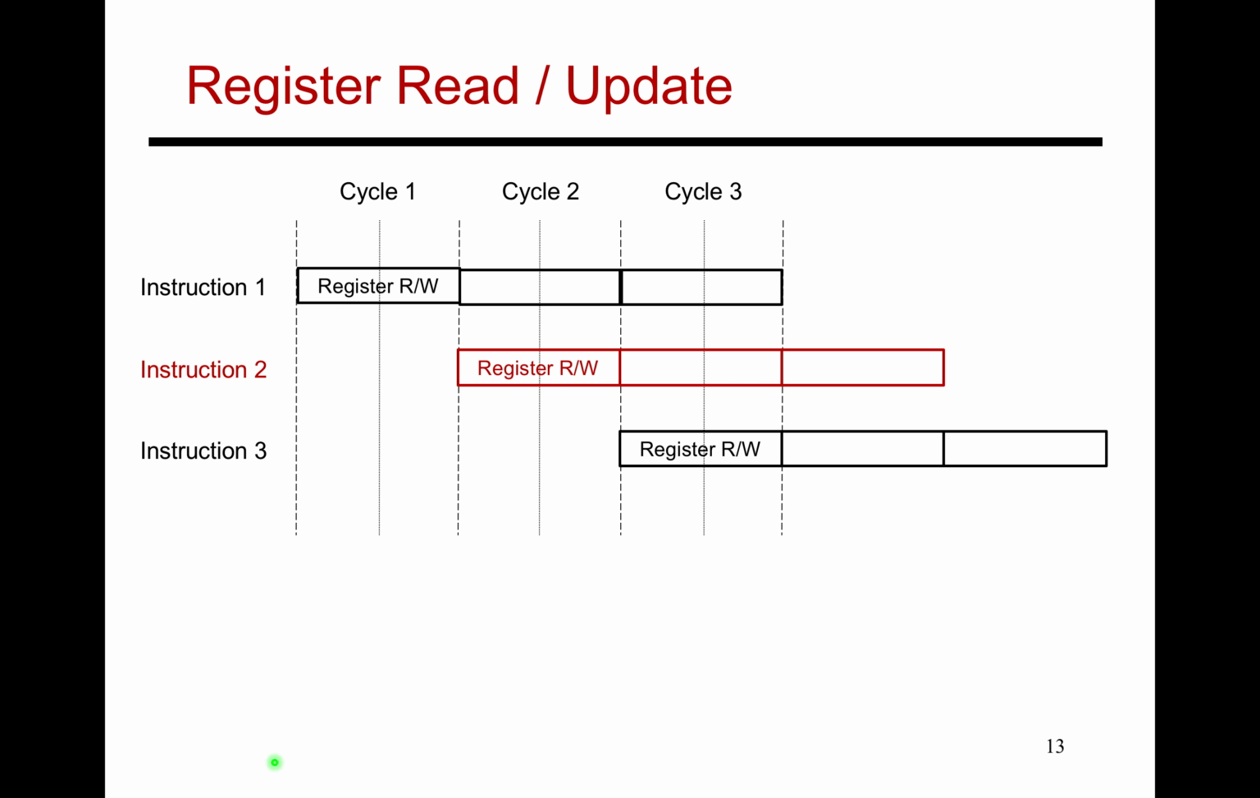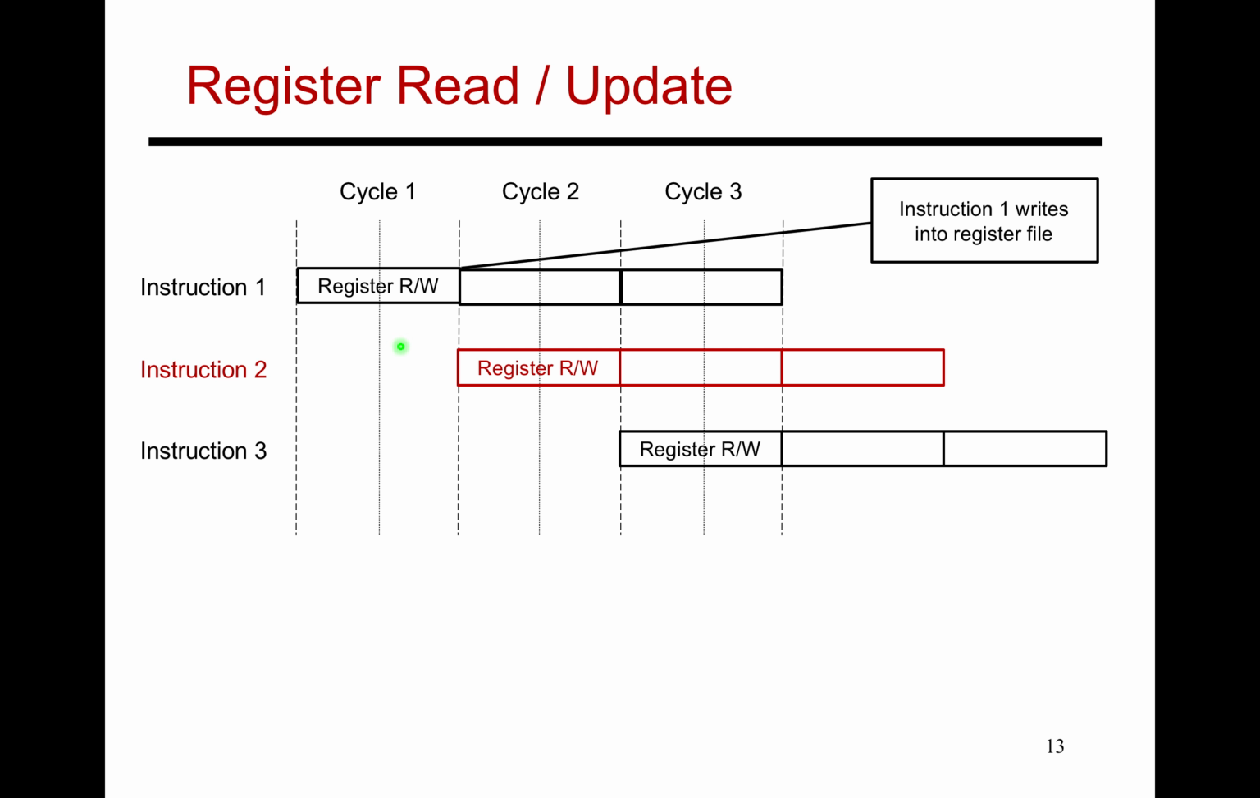So let's say that instruction one is going to read and write registers during its cycle. Instruction two is also going to read and write registers during its own cycle, and then same thing with instruction three. So for instruction one, remember that you always read registers in the second half cycle. So it reads during this half cycle, and then it's going to perform operations, and then it gets ready to write the result of those operations.